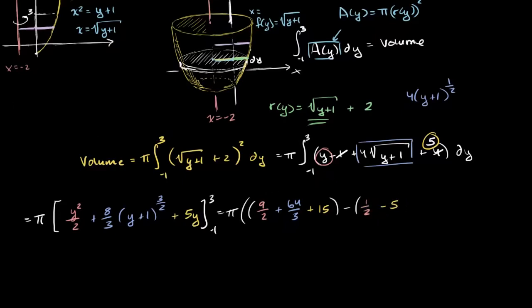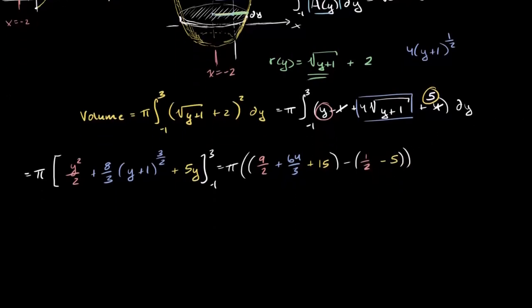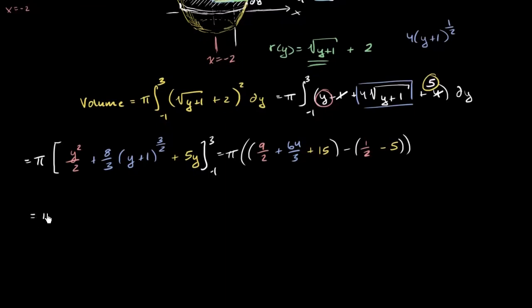We really just have to do a little bit of arithmetic, add some hairy fractions right over here. So let's do it. So this whole thing is going to simplify to pi times, and let's see, our least common multiple of all of these denominators is going to be 6. So let's put everything over a denominator of 6. So 9/2 is the same thing as 27 over 6. 64/3 is the same thing as 128 over 6. 15 is the same thing as 90 over 6. 1/2 is the same thing as 3 over 6.